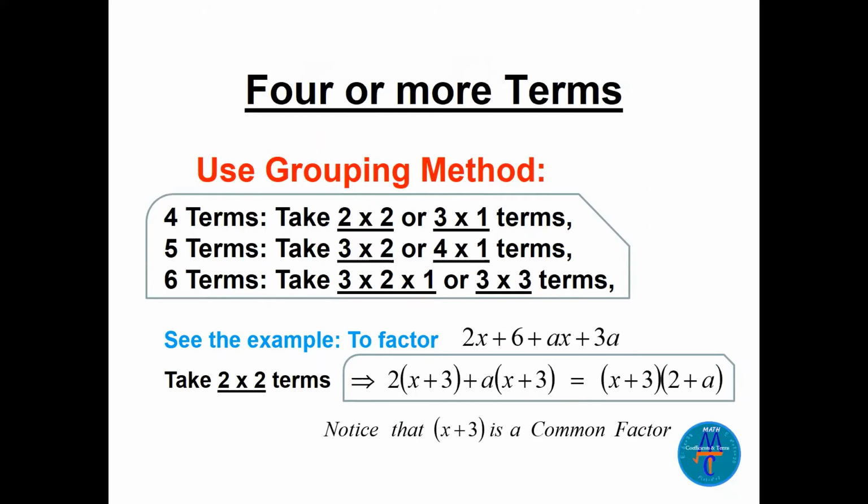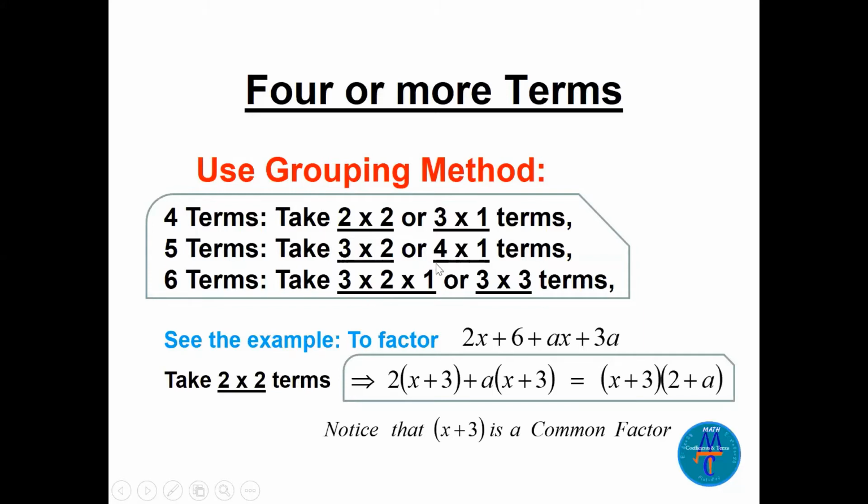Now let's start 4 or more terms. Let's see, if we have 4 terms, by logic, we can split it, we say grouping. We can split it into 2 and 2 terms, or 3 and 1. See, here you have to check the terms. There is no straight formula. If you have 5 terms, you can split it into 3 and 2, or 4 and 1. If you have 6 terms, you can take 3, 2, 1, or 3 and 3. So these are all suggestions.